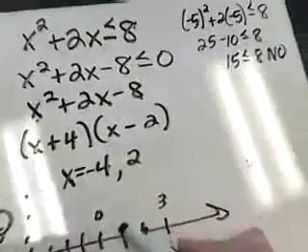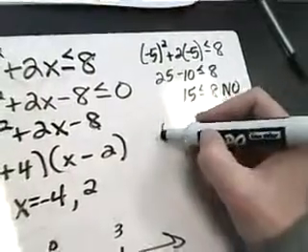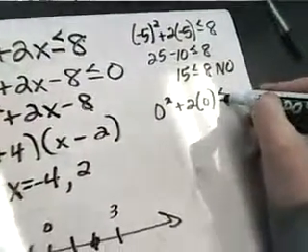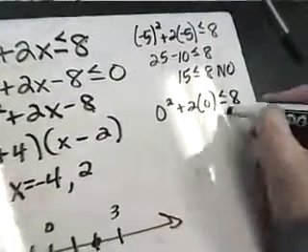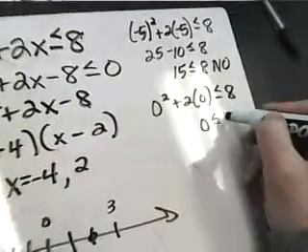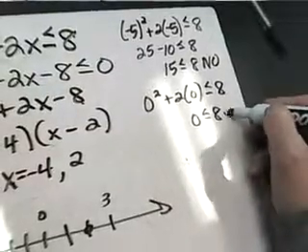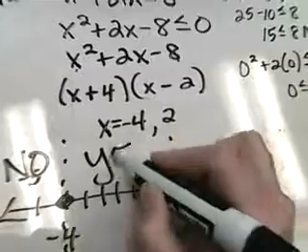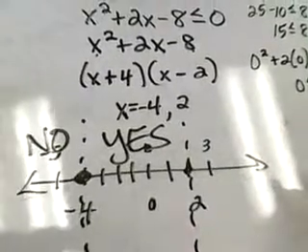Now I'm going to try 0. So we go back up again. 0 squared plus 2 times 0 is less than or equal to 8. Well, that's all going to cancel out. That's going to be 0. Is 0 less than or equal to 8? Yes, it is. So that means anything in between, in the middle, is yes.